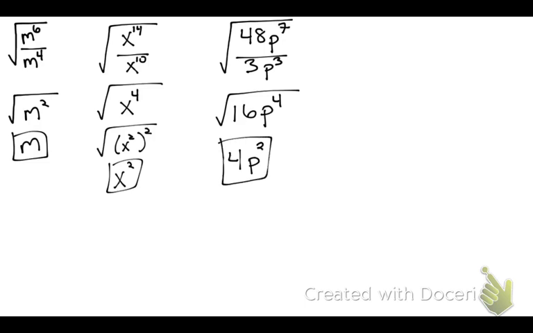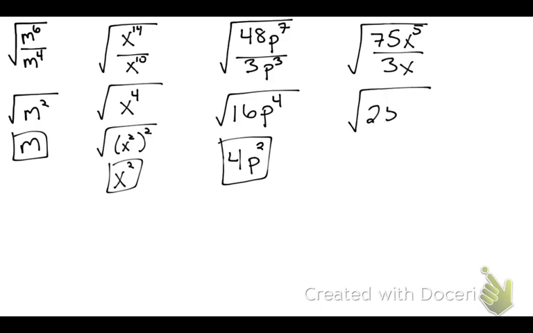There we go. One more like that before we take it a step further. Consider the square root of 75 x to the 5th over 3x. Hit pause and give it a shot. Well, 75 over 3 is just 25. And x to the 5th over x is just x to the 4th. And when we simplify this, the square root of 25 is 5, and the square root of x to the 4th is x squared. So we would just get 5x squared.